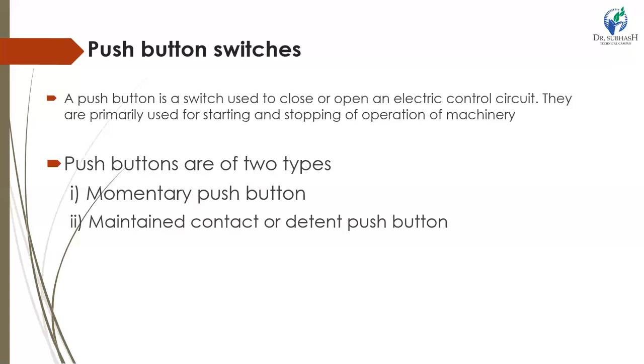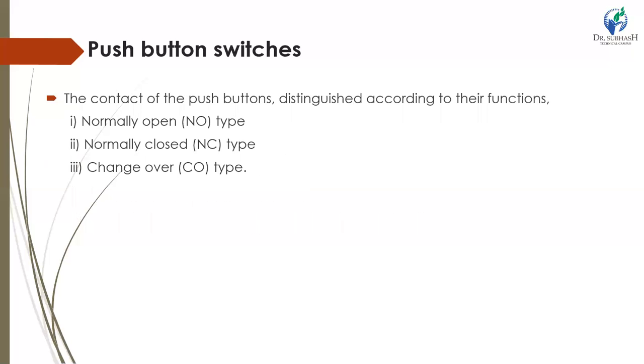In a momentary push button, the contacts return to their unactuated position when they are released. A maintained push button has a latching mechanism to hold it in the selected position. The contacts of push buttons are designated according to their function. For example, normally open, the NO type. Okay. Then normally closed, the NC type. And changeover type, the CO type.